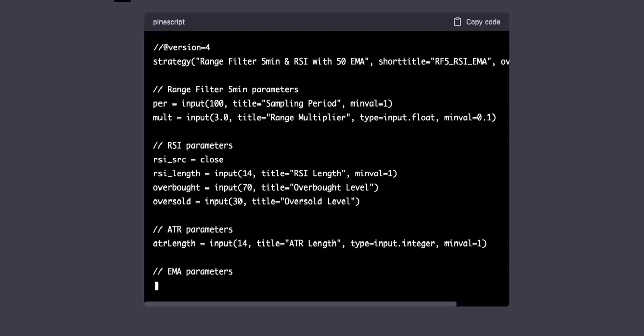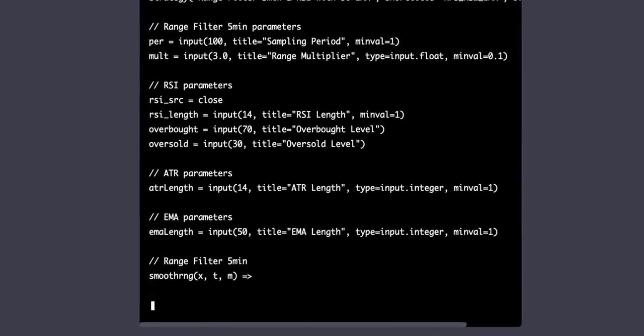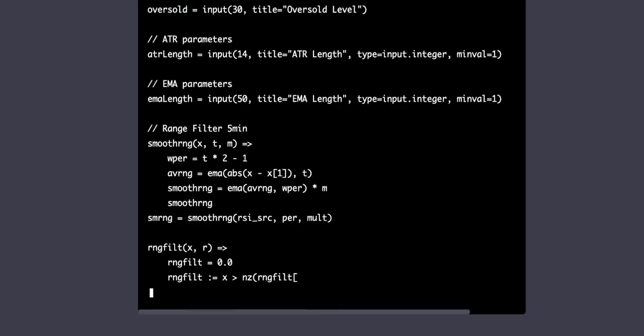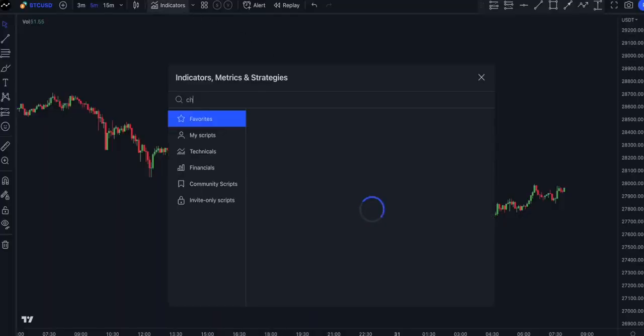So I gave these details to ChatGPT and within seconds it coded me a full strategy. I published it with open source so that the script is available for everyone. In order to add it to your chart, open the indicators menu and search for ChatGPT algo.